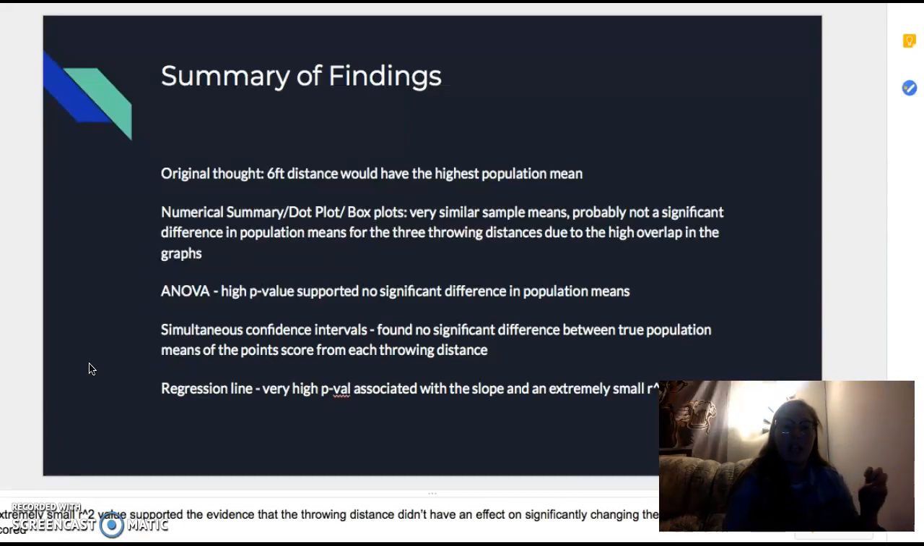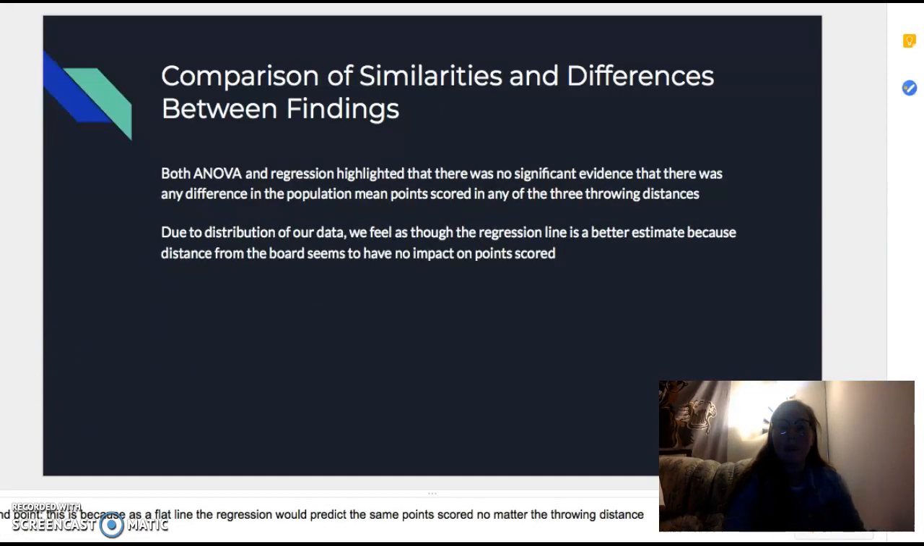And then the regression line had a very high p-value associated with the slope, which just further emphasized the idea that there wasn't a relationship between our x and y variables, or the distance stood from the dartboard and the points scored. And it had an extremely small r-squared, or correlation coefficient, which just further emphasized that there wasn't a big correlation between our 2 variables we were looking at.